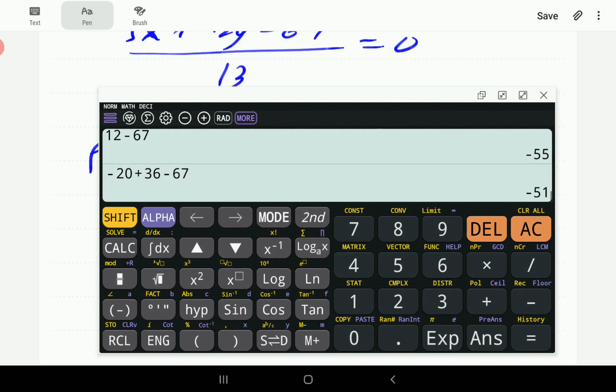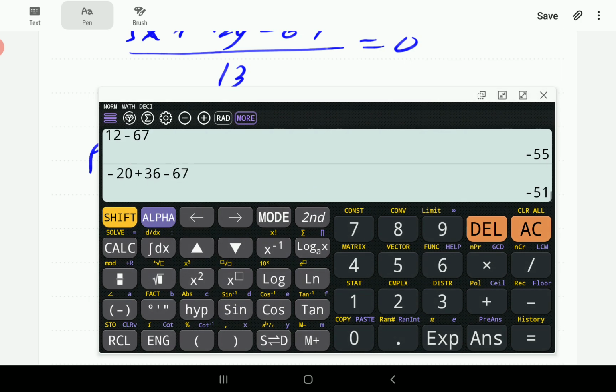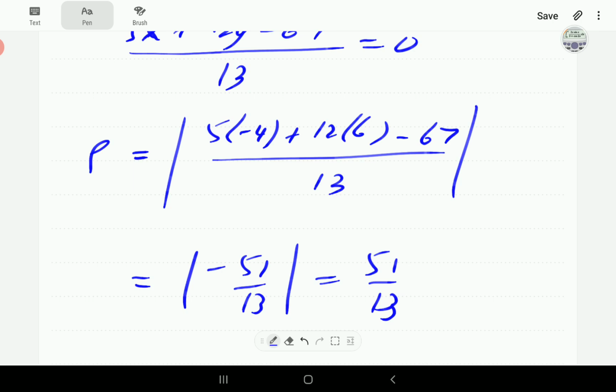Just make sure that everything is done correctly here. 12 times 6 is not 36, so I need to do this again. -20 plus 12 times 6 minus 67 is -15. So just the other way around here. And that's going to be 15/13. All right.